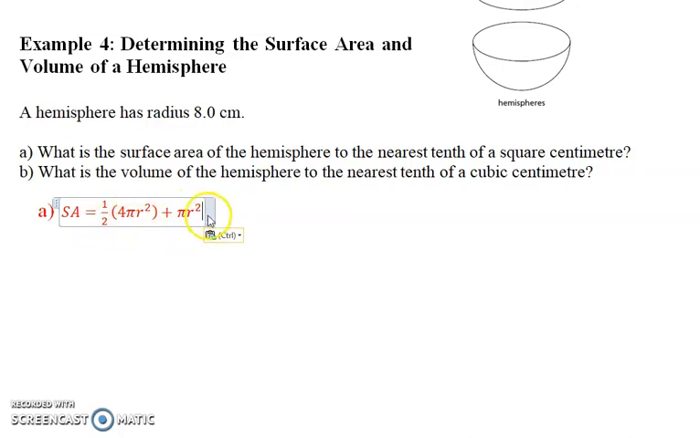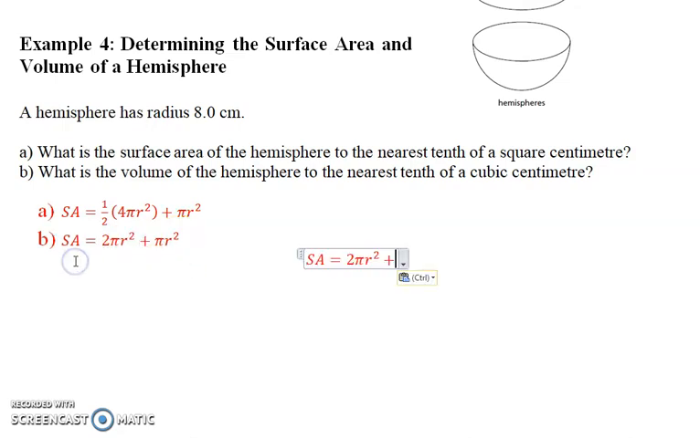So half of 4 pi r squared, when you calculate that, is going to be 2 pi r squared. Half of 4 is 2, right? So it's going to be 2 pi r squared plus pi r squared. So the final surface area is going to be 3 pi r squared. So that is the surface area of a hemisphere.